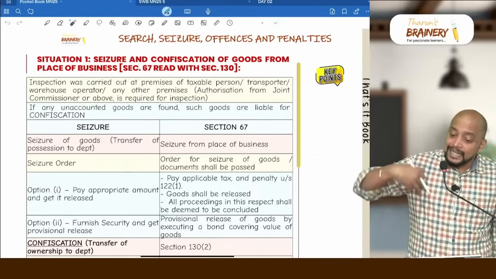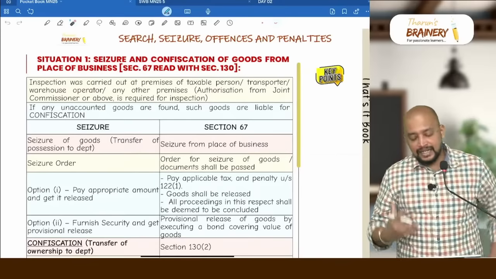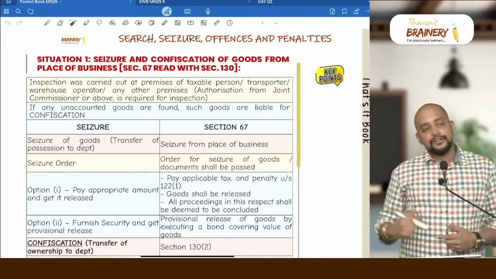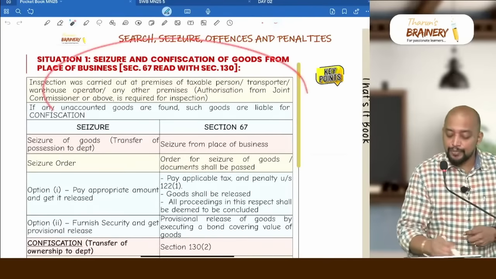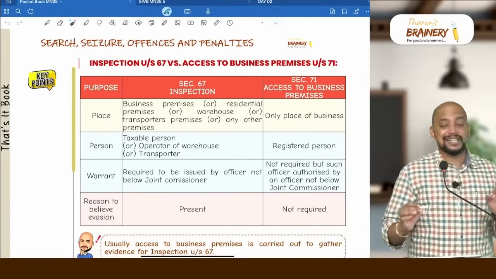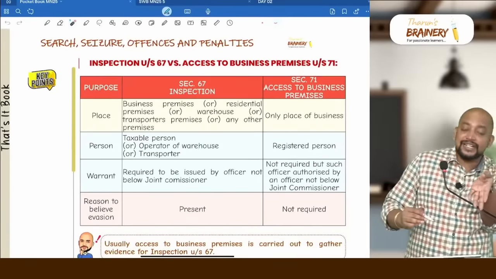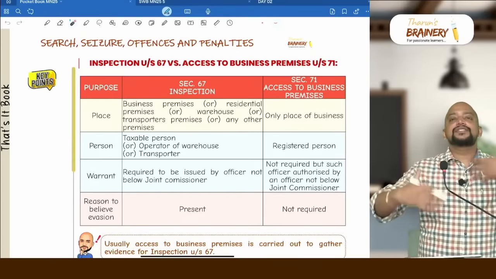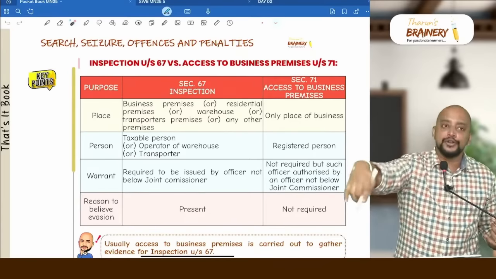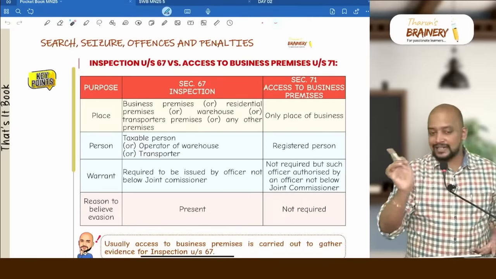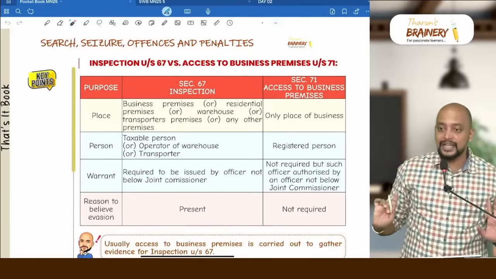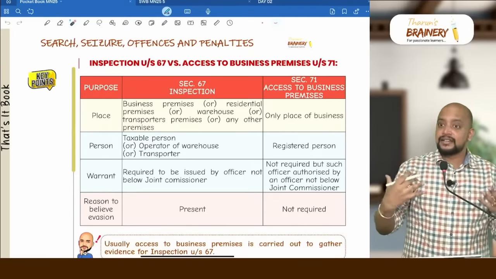For getting the reasons, like I have a reason to believe there is an evasion, how do I know that? For that purpose, there is one softer provision before this, called access to business premises. Access to business premises under section 61 is actually a prefix to search under section 67. I am an officer, I will go to the premises and ask for documents. I cannot do any search. I cannot go to the MD room, open the drawer or open the almirah. No. I can sit in the conference room, ask them to give the documents, and do the checking, and thereafter I will get the reason to believe evasion.